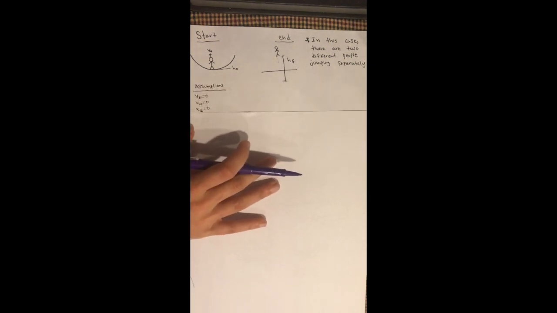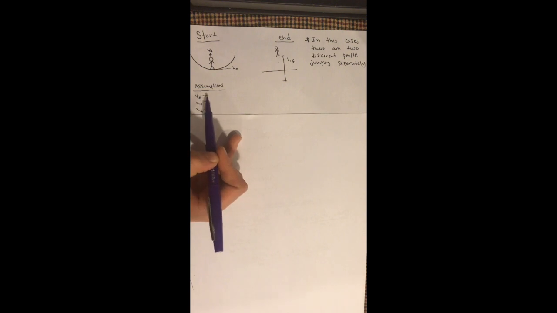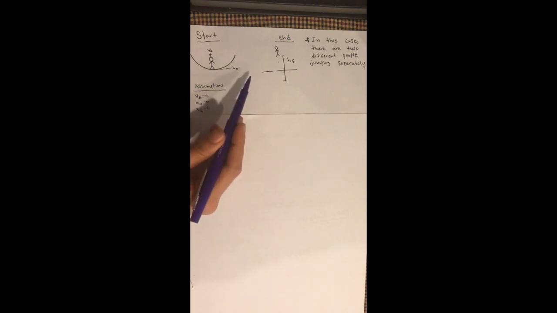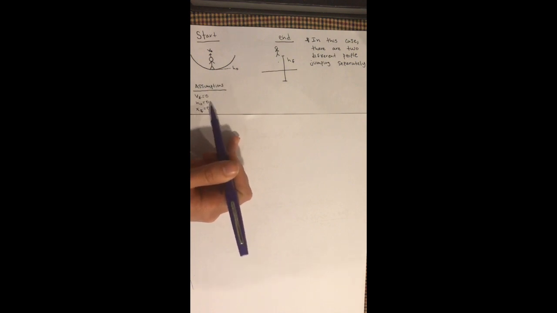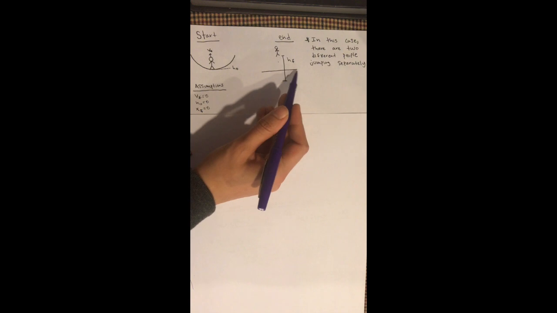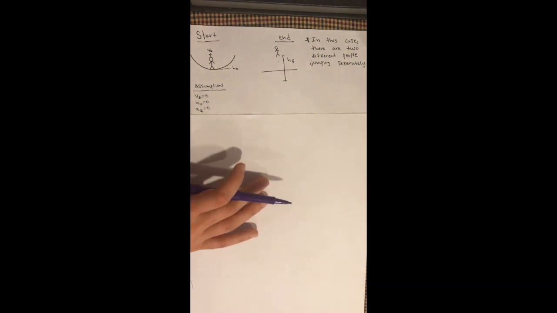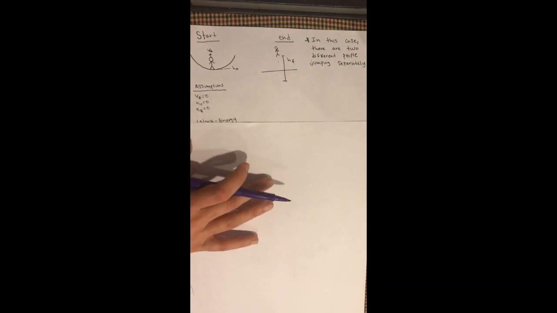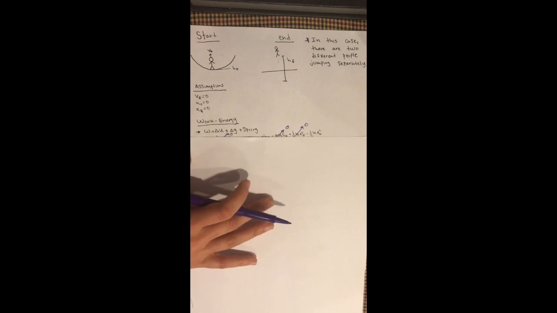So we have three assumptions. VF is 0 because they're at max height, HO is 0 because it's our base height, and X final is 0 because we are also assuming that the springs revert to their natural length when it is in the end stage. So now we can do our work energy equation.